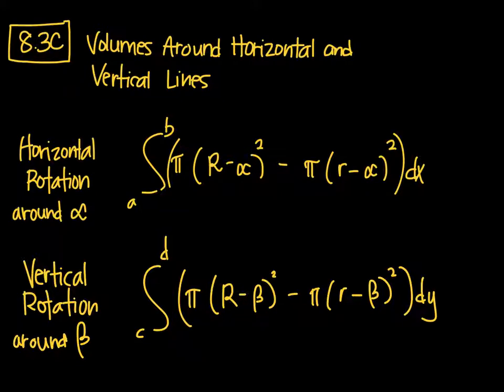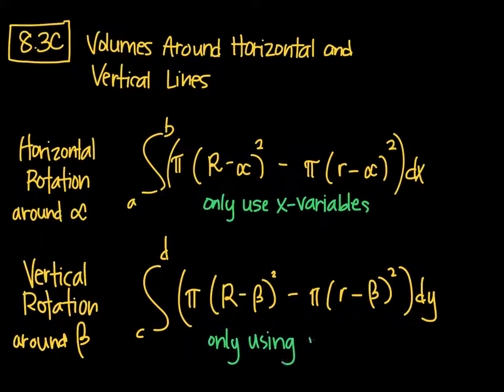And so when you're doing horizontal rotations, you're only using x variables. When you're going around a vertical, you're only using y variables. The setup is going to be the most important part. And then the rest is just going to be plug and chug with the antiderivative, do some algebra, simplify, and do the arithmetic. So I'm just going to set up several with you and practice how that would go.